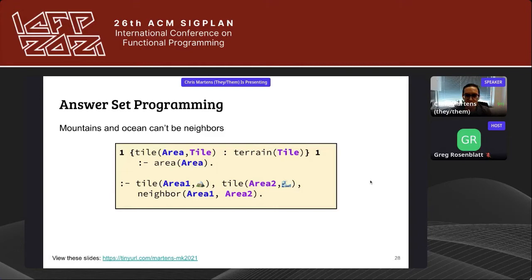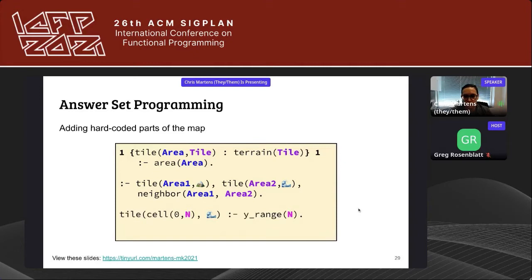And then you can also add hard-coded parts of the map yourself. So if you want to say the entire top row of my map is ocean, then you can write a regular logic programming rule to say the tile at each of these positions, 0, comma, n for any n in our y range, should be ocean. So this gives you a nice way of combining this design of stipulating what is in the map with rules that can fill in the gaps according to constraints. So this is typically your workflow.